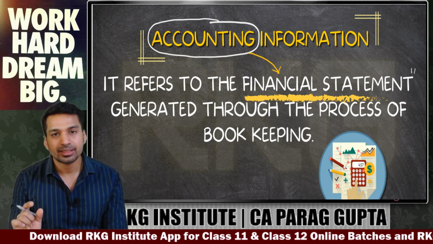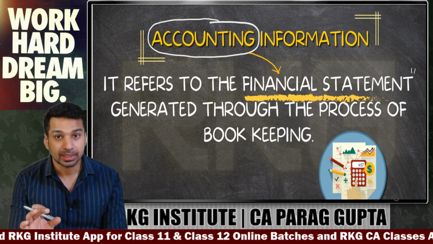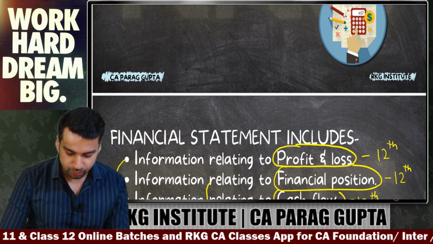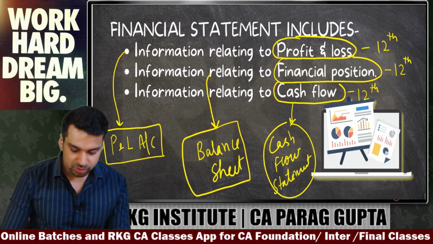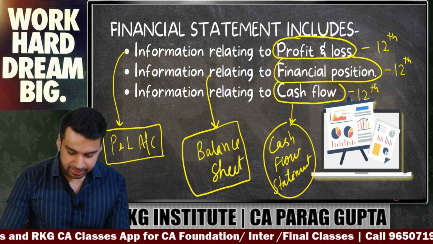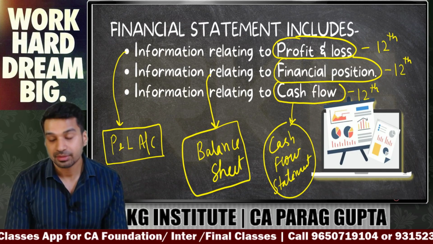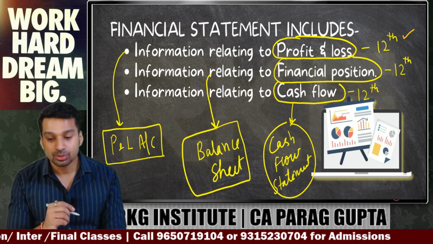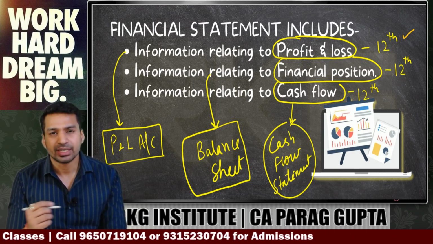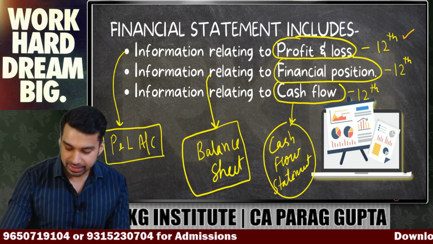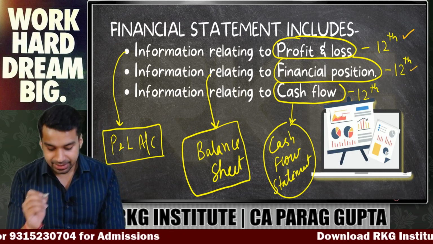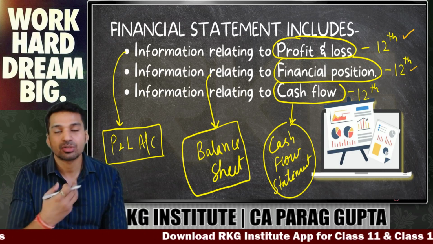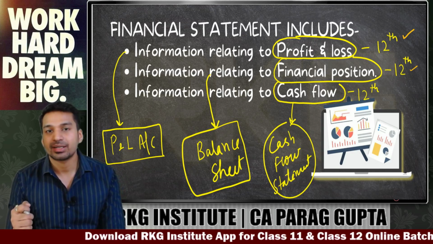So the technical term used in the market is financial statement, but what exactly is the financial statement, or what exactly is the accounting information, I'll tell you. The financial statement includes basically 3 things. One, information relating to your profit and loss, which we will be studying in class 12th. Second, information related to the financial position, that is we can say balance sheet, that also we will be studying in class 12th. And third is information relating to your cash flow, how much cash is coming in and how much cash is going out. That also is a part of our class 12th syllabus.